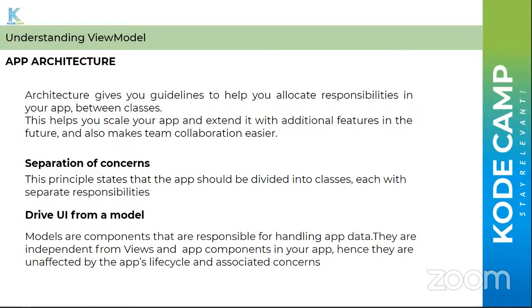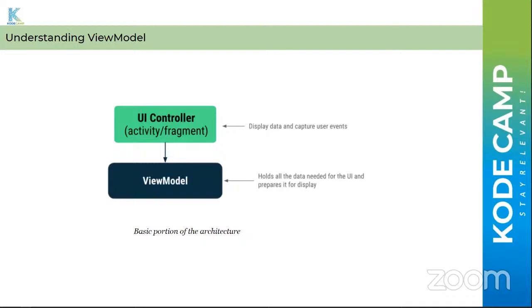Now, the main classes or components in Android architecture are what we call the UI controllers, which are your activity and your fragment. User interface controllers: it's either your activity or your fragment. But the main classes are not just these. You have the UI controller, you have the view model, which we're going to be looking into today. We have live data, we have room, but we'll touch them one by one. Today is just for view model.